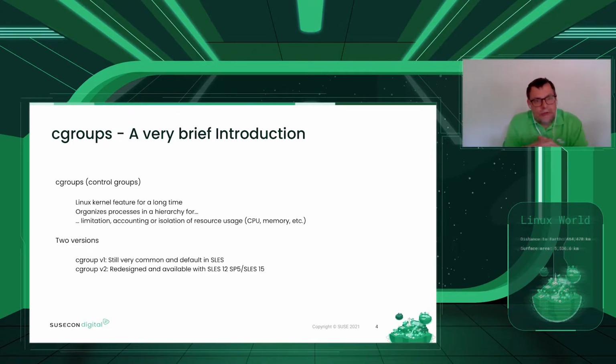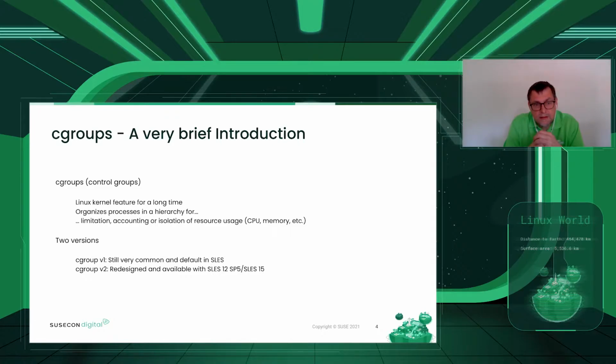I mentioned cgroups several times already. What is it? A very brief introduction for those of you who are not familiar with that. Cgroups, short for control groups, is a Linux kernel feature that has existed for a long time. The idea behind it is to organize processes into a hierarchy to limit, account, or isolate resources like CPU, memory, and I/O. We have two different versions currently. The first one is version 1, which is still very common and is the default in SLES.